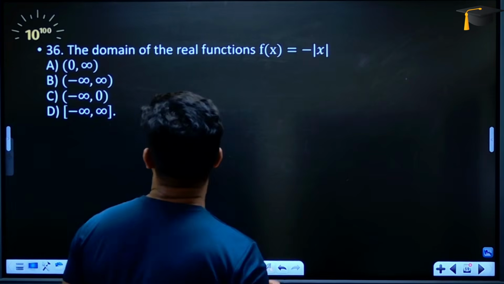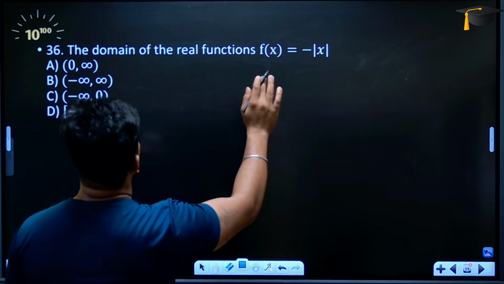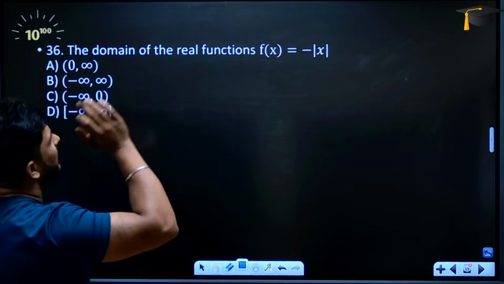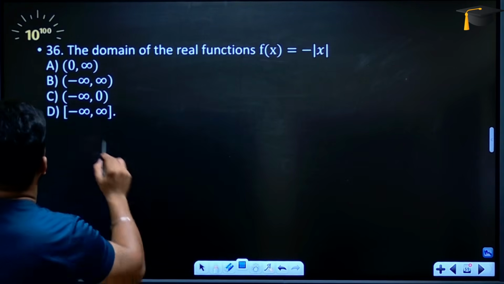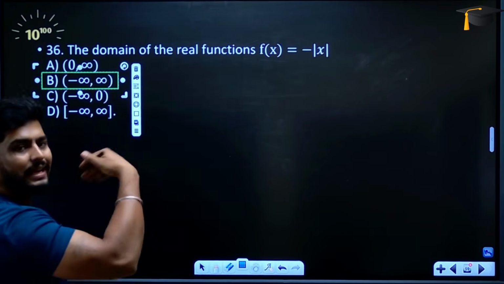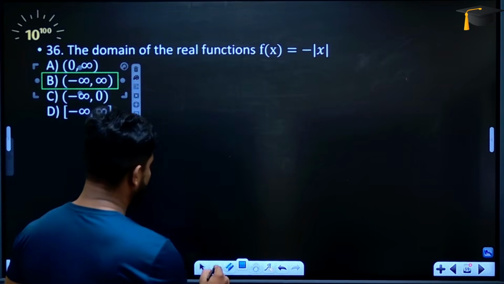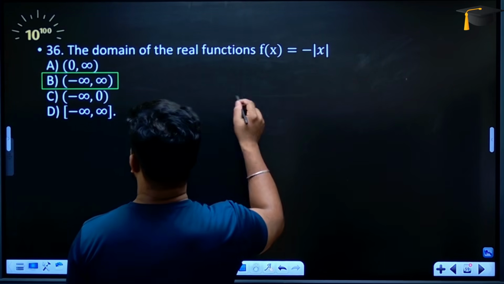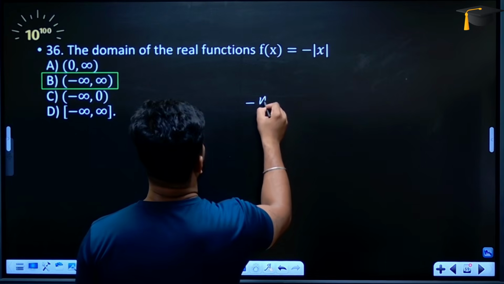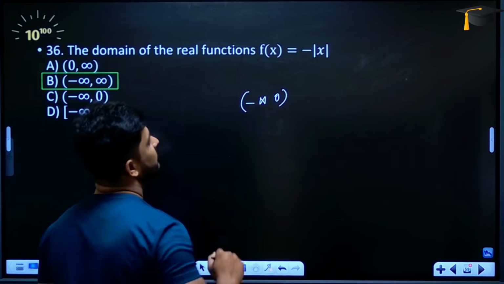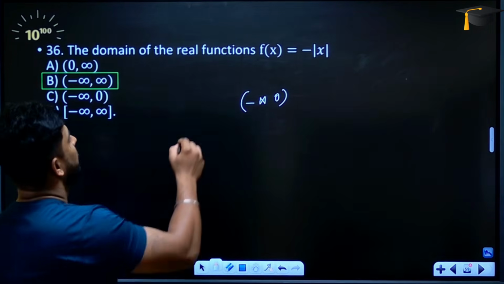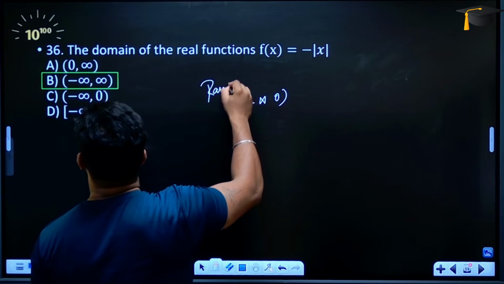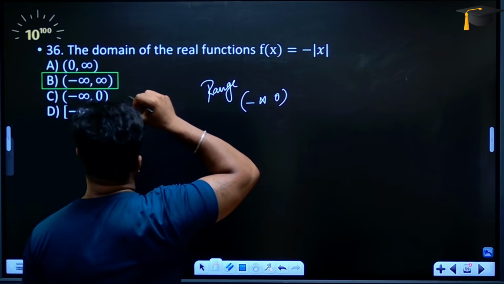Next, the domain of real functions. Any values we can put in for that, so minus infinity to plus infinity, any values you can put in. But the range is actually minus infinity to 0. Minus infinity to 0 when it comes to range. Yeah, correct.